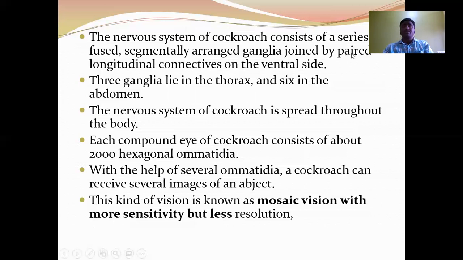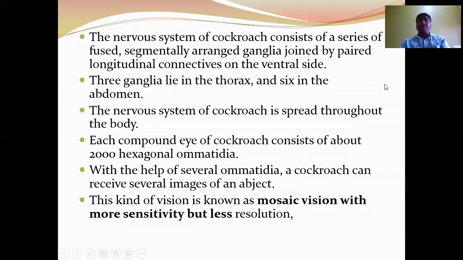The nervous system of cockroach consists of a series of fused, segmentally arranged ganglia joined by paired longitudinal connectives on the ventral side.